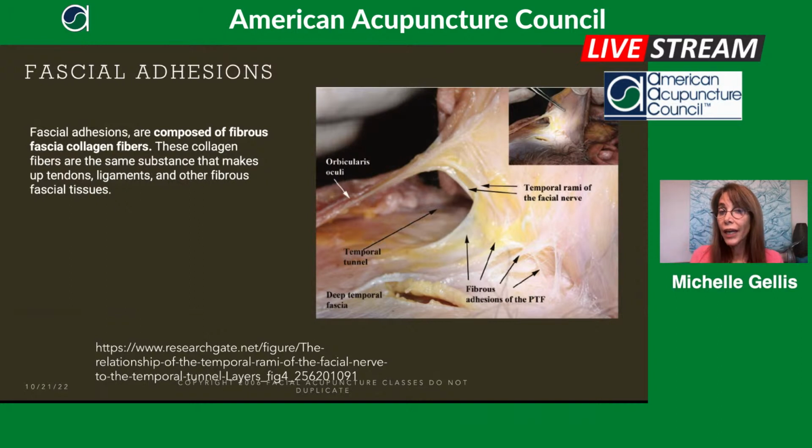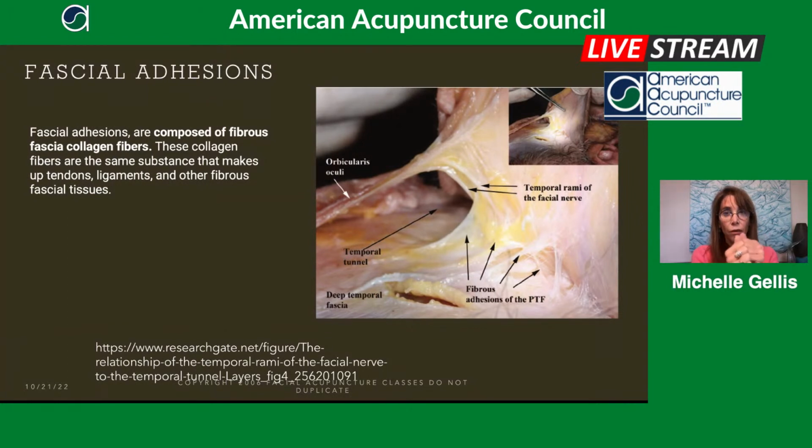They can happen as we age. They can happen through injury. They can happen through overuse or underuse. And it's these very fibrous collagen fibers. It's like if you think about, if you have a chicken, and you kind of pull the chicken away from the bone, there's that layer. It almost looks like really strong cobwebs. And those fibers can trap nerves and blood and other things.